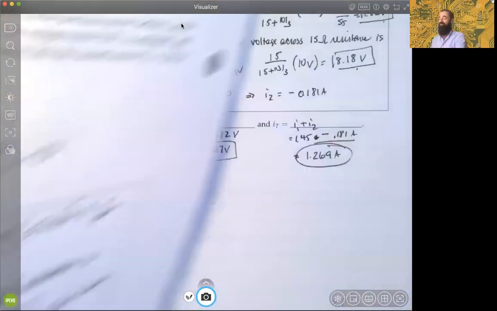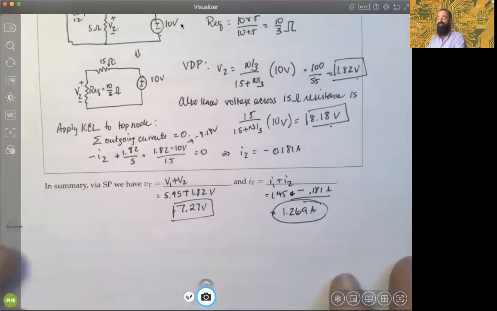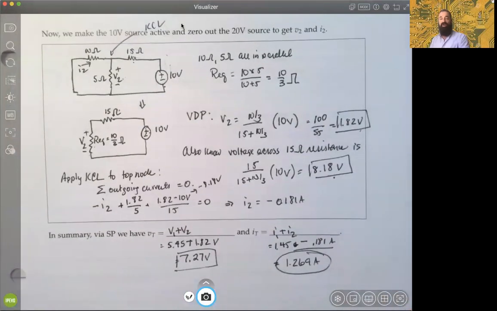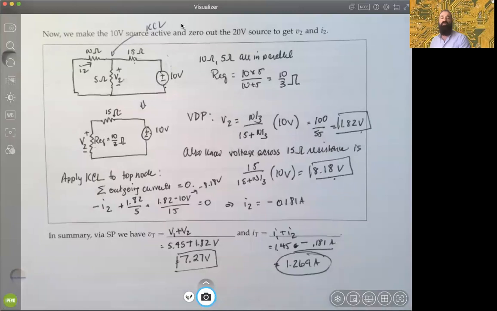So again, superposition, just be careful. It's like having subproblems that you have to resolve. Just keep your indexing consistent so that you know which term is being added to which term. The V1 and the I1 came as a pair when we zeroed out the 10-volt source, and the I2 and the V2 came about when we zeroed out the 20-volt source.